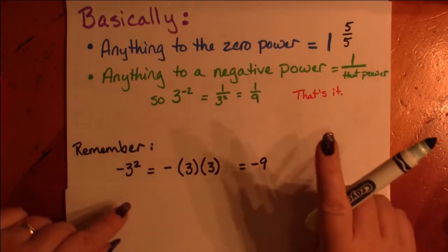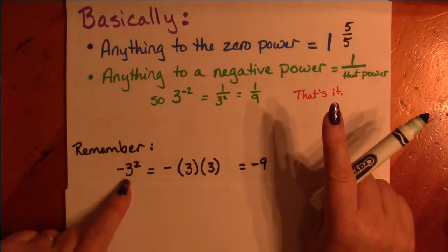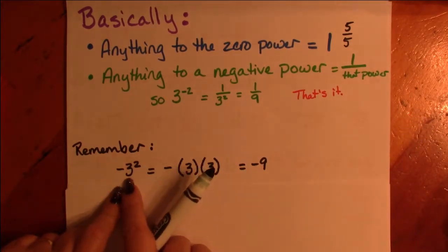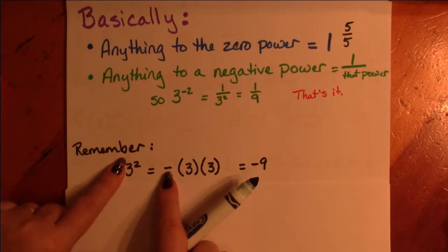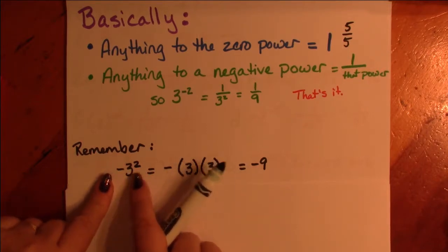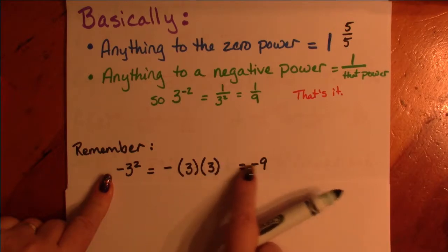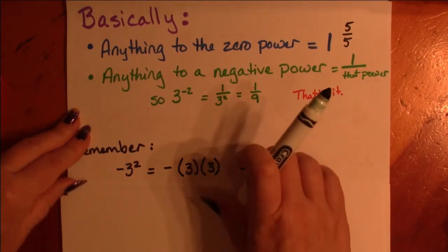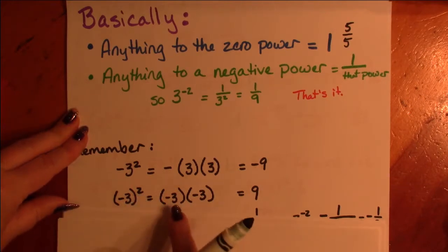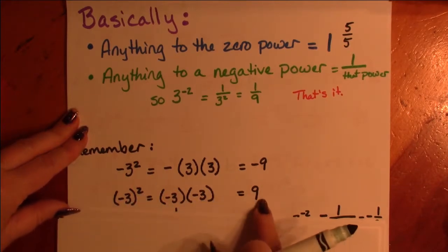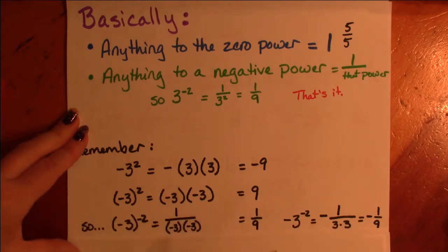Now, some things I need you to remember because they're going to try and trick you up. Negative 3 squared, without parentheses: the squared only touches the 3, so it's the negative of 3 squared, which is negative 9. But in parentheses, negative 3 squared is negative 3 times negative 3, and that equals positive 9.